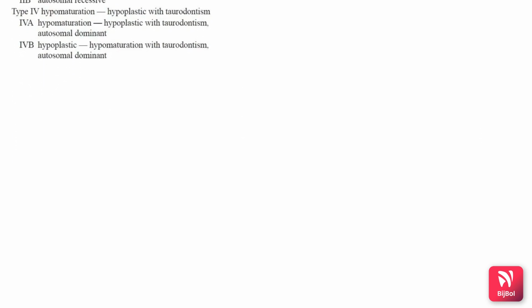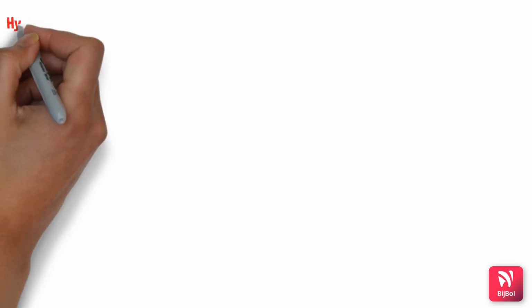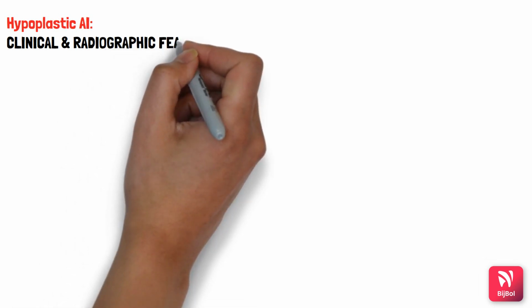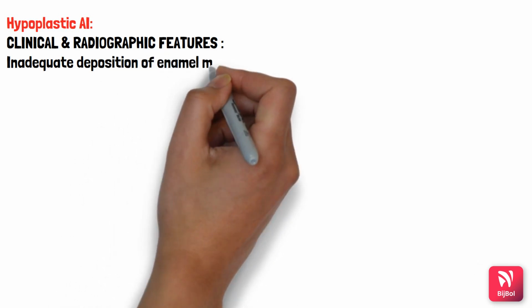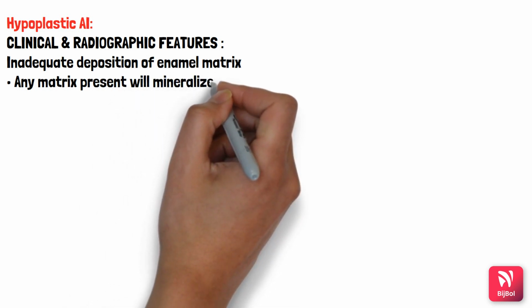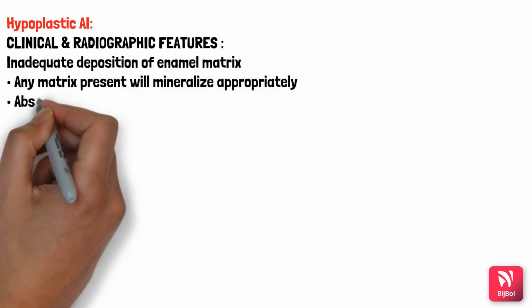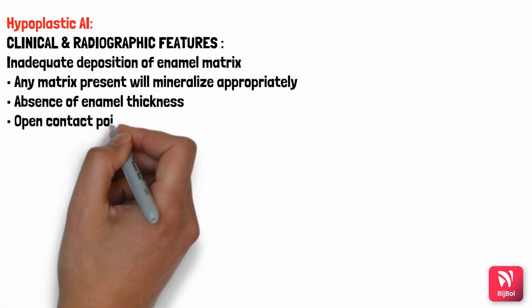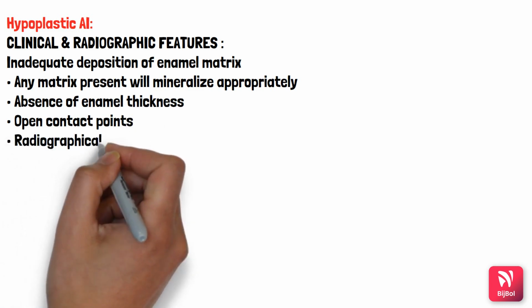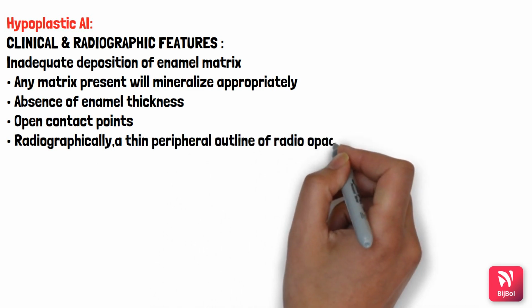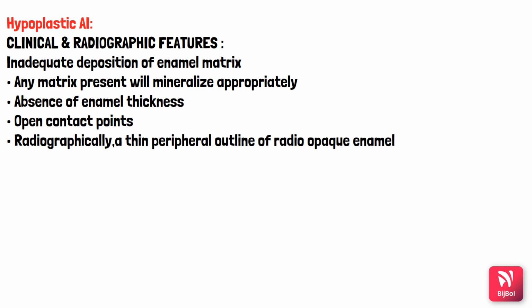Now going on to discuss the clinical and radiographic features of the different types of amelogenesis imperfecta. First is hypoplastic amelogenesis imperfecta. Here, as we have discussed before, there is inadequate deposition of enamel matrix. Whatever matrix is present will mineralize appropriately, so good mineralization will be there. The problem will be in the enamel thickness. Whenever there is deficient enamel thickness, it results in open contact points between the teeth. Radiographically, if it is a generalized variant, a thin peripheral outline of radio-opaque enamel will be seen.